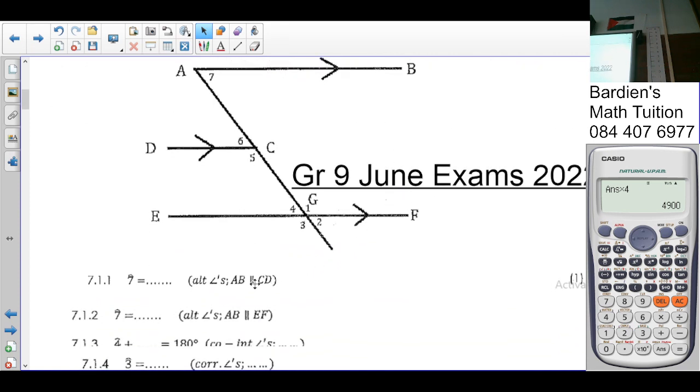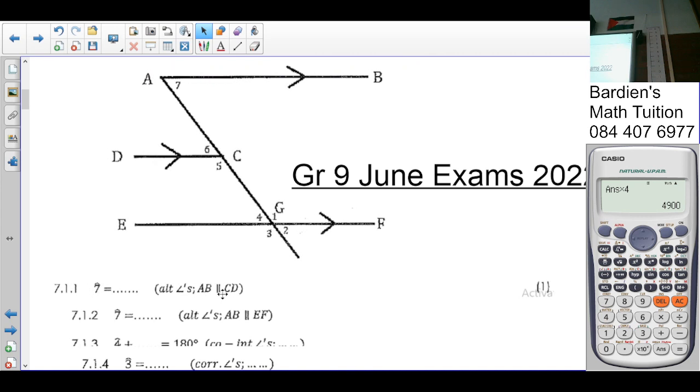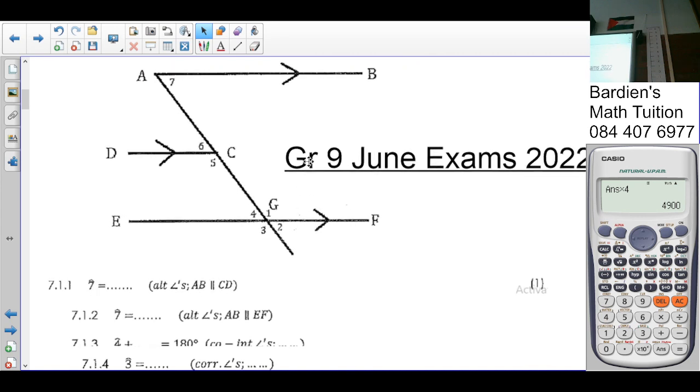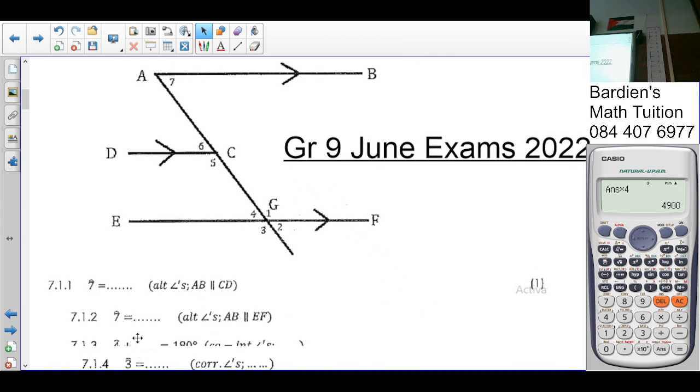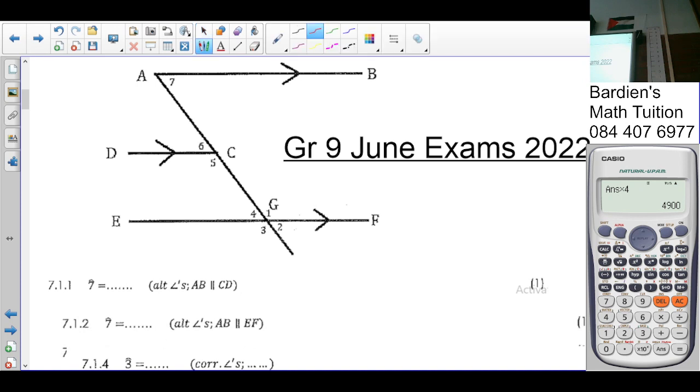Right. So we are told the whole tutti frutti there, what's parallel and all of those things. So let's answer the questions that follow. Angle 7 is alternate to which angle? Angle 7 is alternate to 6. It's also alternate to angle 4.